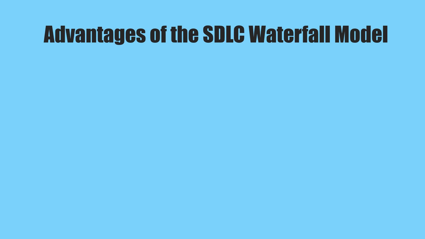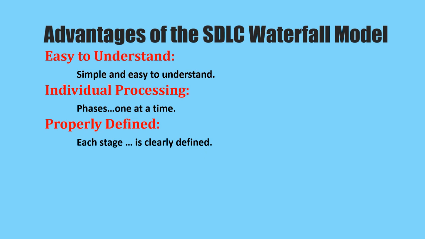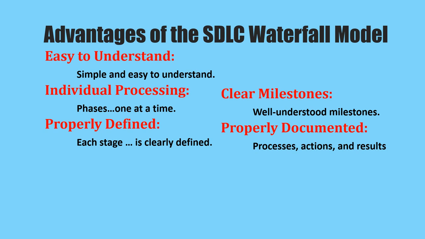Easy to understand. The classical waterfall model is very simple and easy to understand. Individual processing. Phases in the classical waterfall model are processed one at a time. Properly defined. In the classical waterfall model, each stage in the model is clearly defined. Clear milestones. The classical waterfall model has very clear and well understood milestones. Properly documented. Processes, actions, and results are very well documented.